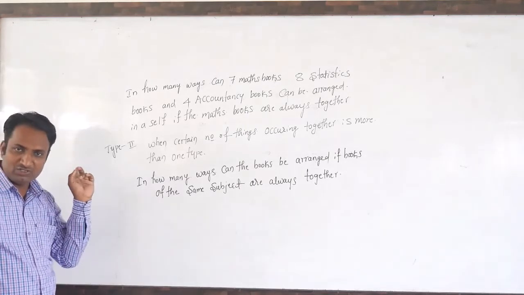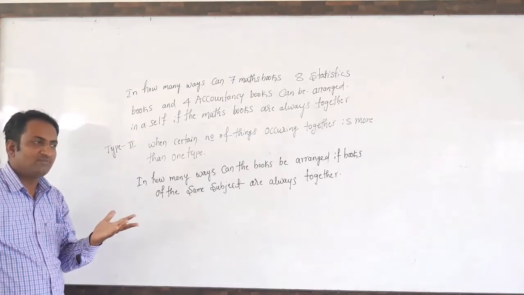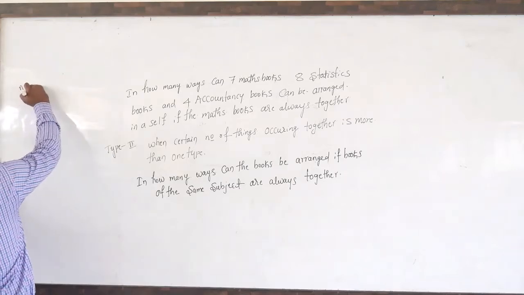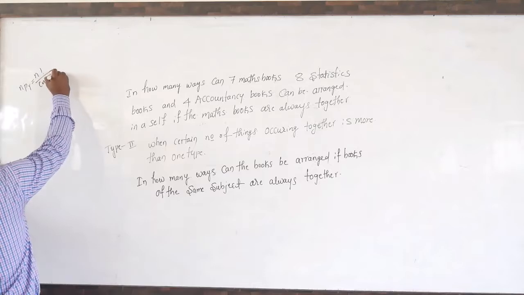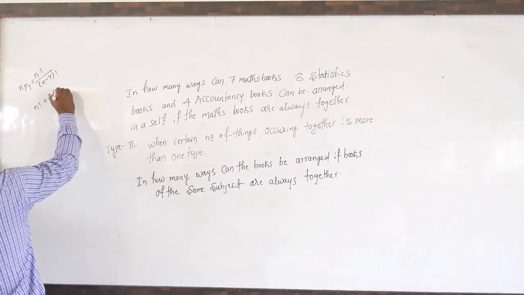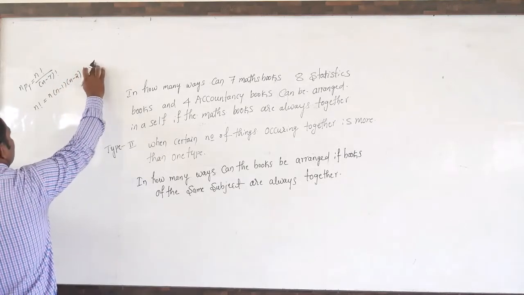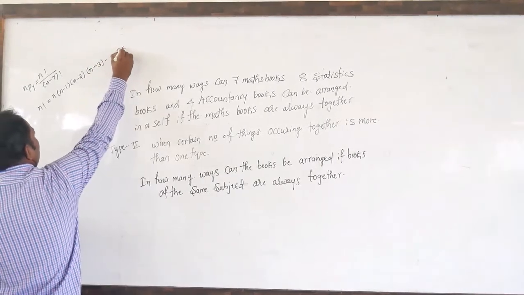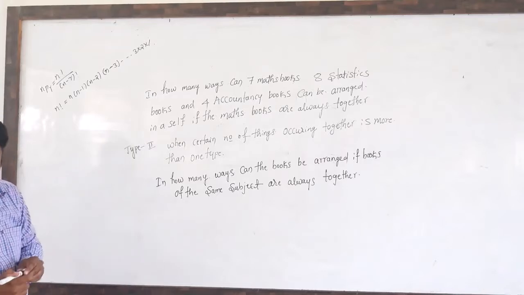Here nPr is equal to n factorial divided by n minus r factorial. Here n factorial is equal to n times n minus 1, n minus 2, n minus 3, and so on, down to 3, 2, 1 arrangement.